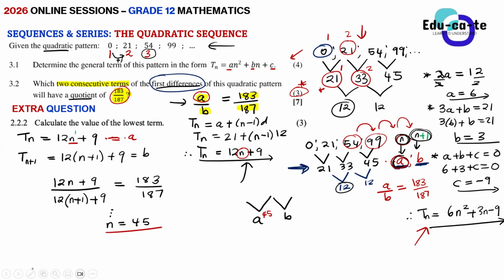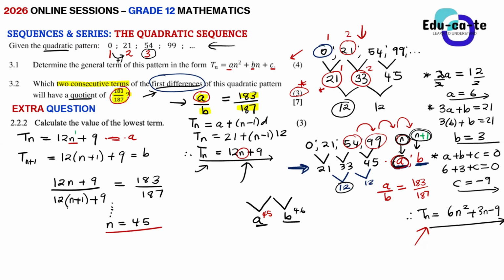So we ended up finding that A, the first consecutive number that we need, will be at position number 45. So it means B, which is the following one, will be at position number 46 on the arithmetic sequence, because remember they say which 2 consecutive terms of the first differences. The first difference is an arithmetic sequence. You already know its general formula, 12n plus 9. So you just substitute position number 45 here.